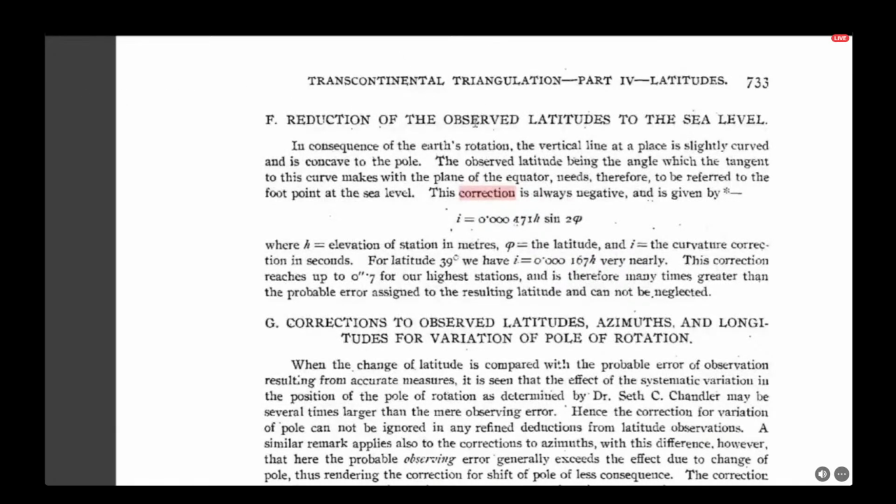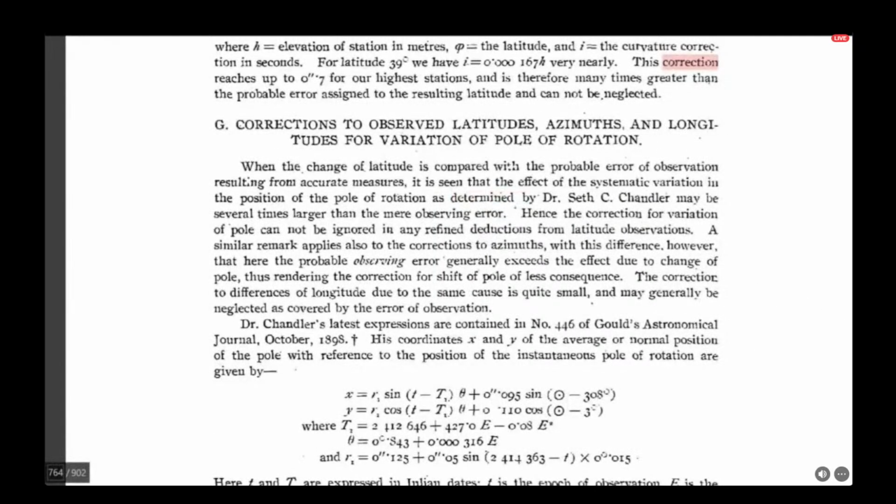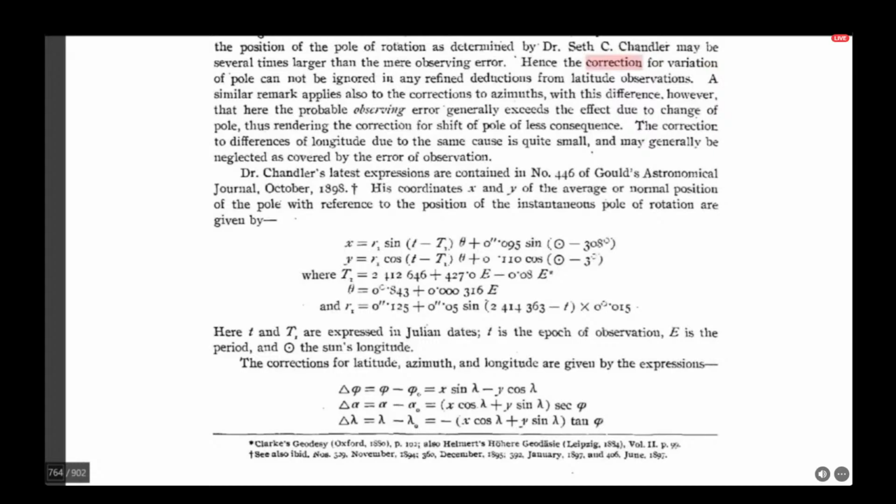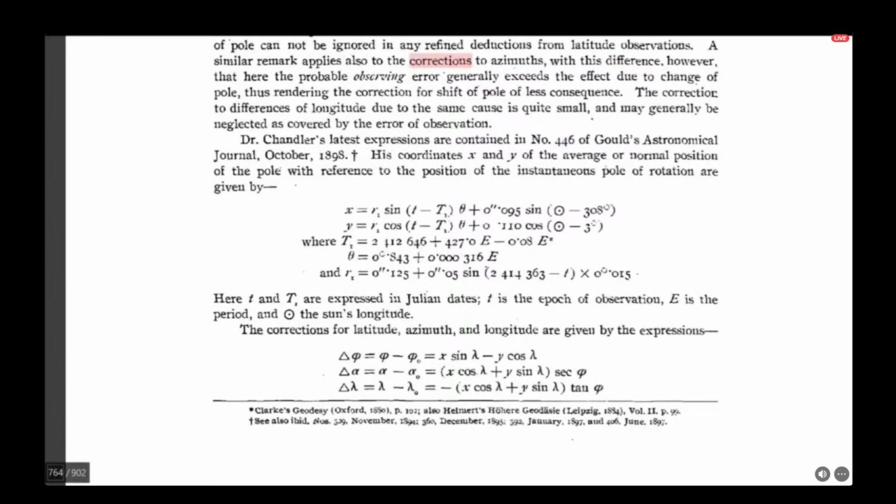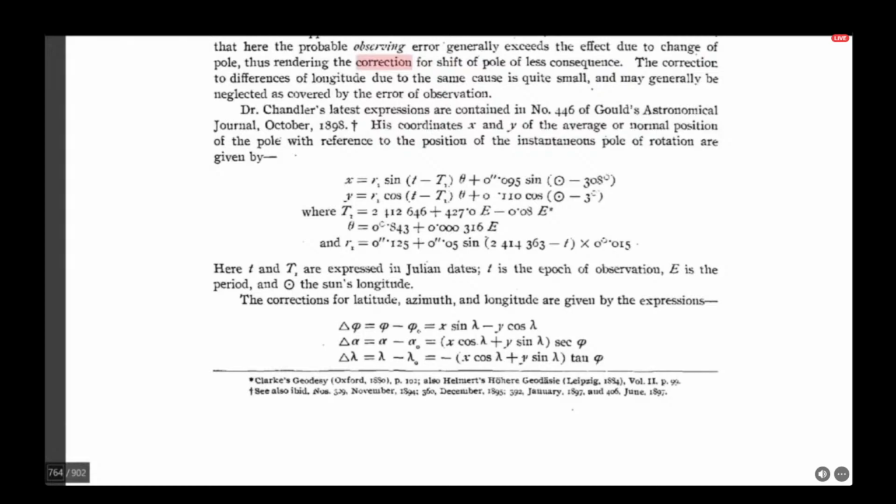So they're correcting for the altitude, for Earth's motion, and for all over latitude. Look at how many latitude-dependent corrections they give. All of them. The correction of a variation of a pole cannot be ignored. Corrections to azimuth with this difference. Probable observer error generally exceeds the effect. Sure. Oh, look, a shift of a pole of less consequence. The corrections for latitude, azimuth, and longitude.